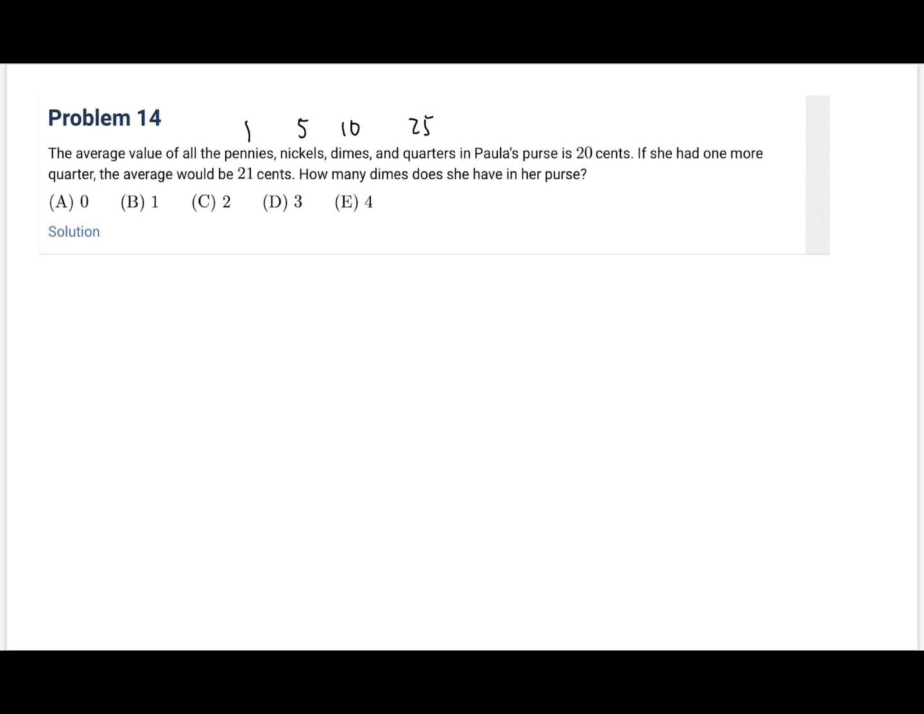Okay, so let's say she has n coins in her purse. That means she has 20n, and then one more quarter means plus 25 cents. This will be equal to the 21 cents average multiplied by n plus 1 coins, right? So 25 equals 21n minus 20n, plus 21. So n equals 4. So she has 4 coins.